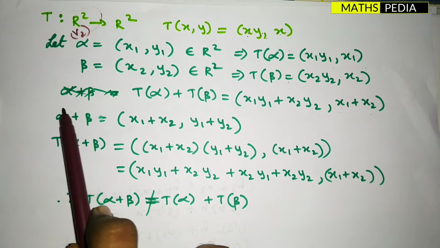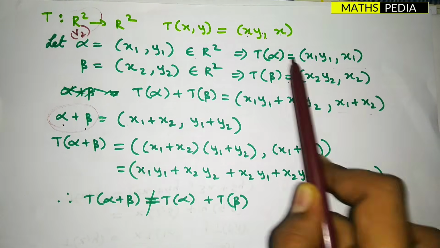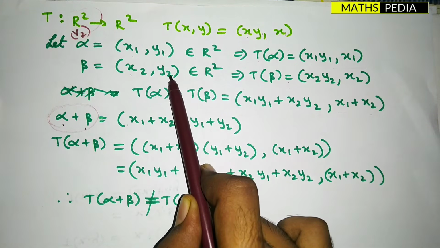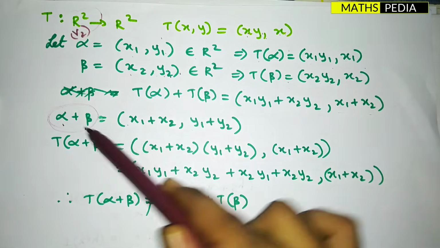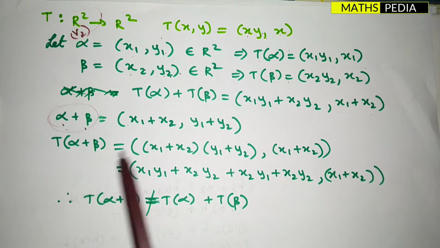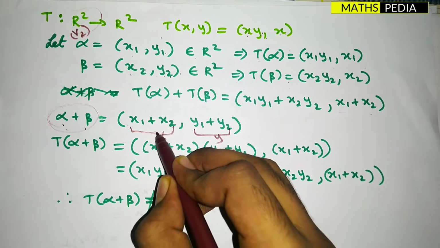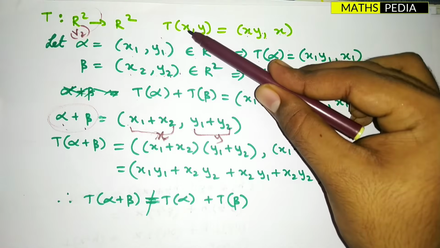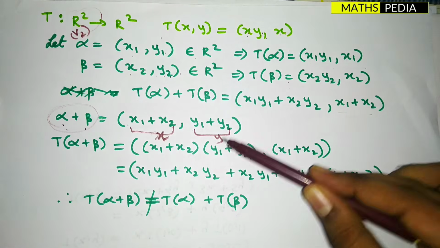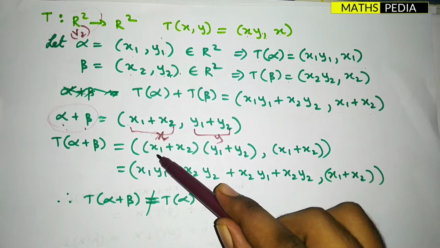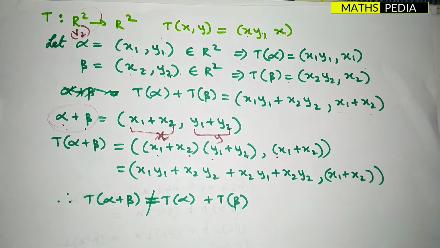Now I need to take the RHS part. On the RHS we have alpha plus beta, I need to take first. So alpha is x1 y1, beta is x2 y2. Add both of these: x1 plus x2 comma y1 plus y2 will be alpha plus beta. T of alpha plus beta, just put this part as x and this part as y, and just substitute x and y. So x1 plus x2 will be x, y1 plus y2 will be y. So in place of x I place x1 plus x2, into y which is y1 plus y2, comma x which is x1 plus x2.